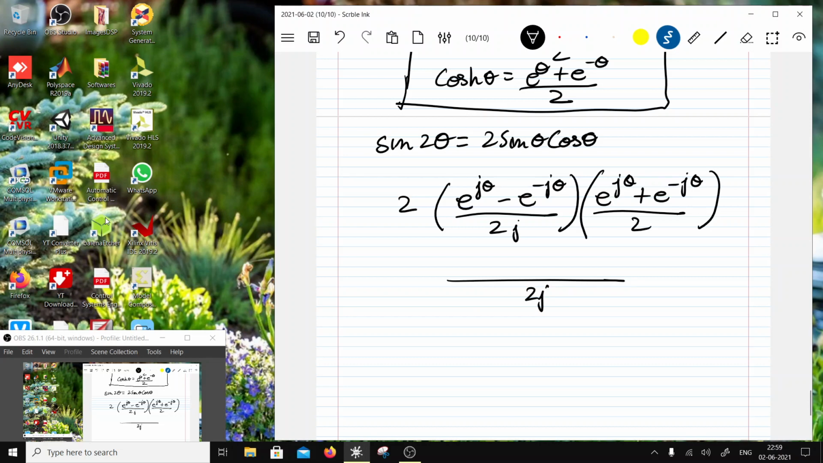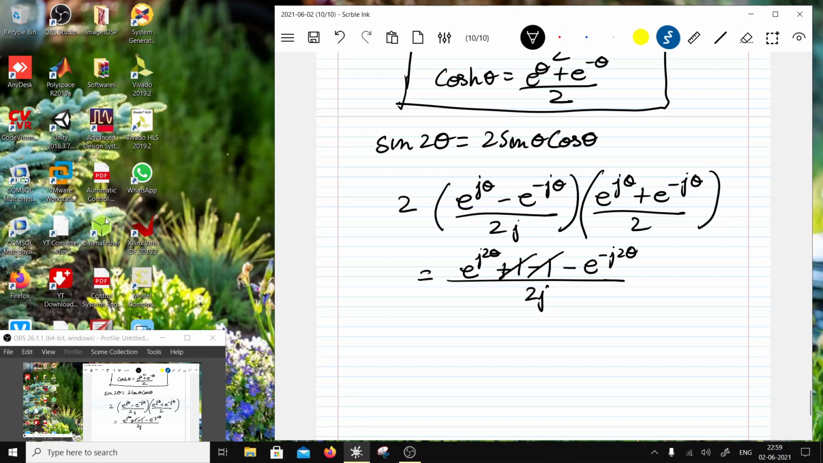So if I apply this, at the bottom I'll have 2j, and here it will be e raised to j theta into e raised to j theta. So it will be e raised to j twice of theta, and then I will have plus 1, and then minus 1. So it will be raised to 0, right? Plus 1 minus 1, and then I would have here minus e raised to minus j twice of theta.